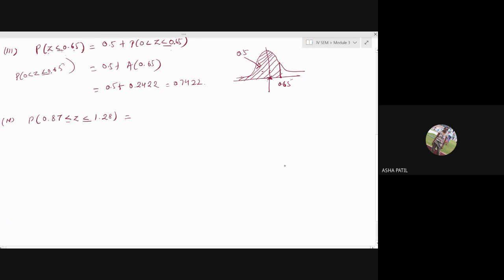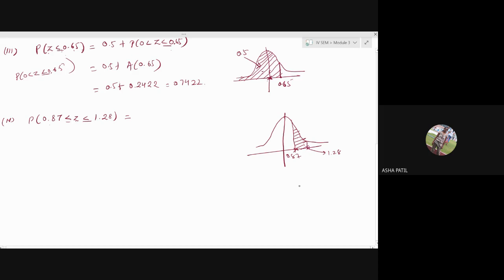Draw the curve. Now we want some point, let me take 0.87, then another point, 1.28. Now we want the area lying between these two points. It is this shaded portion, Z lying between 0.87 and 1.28.